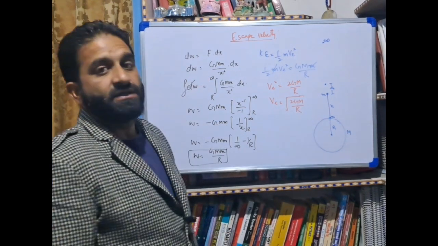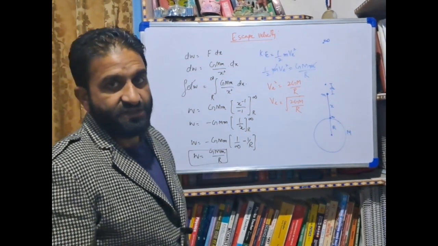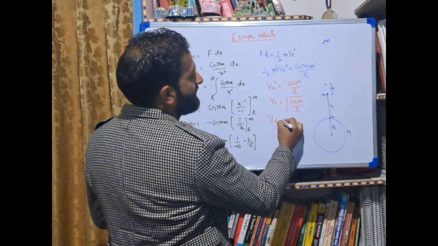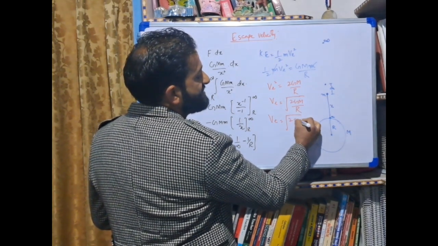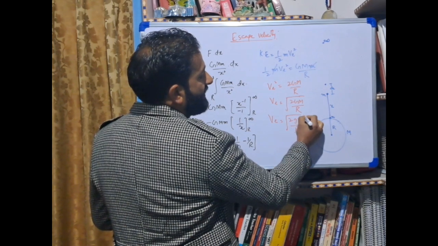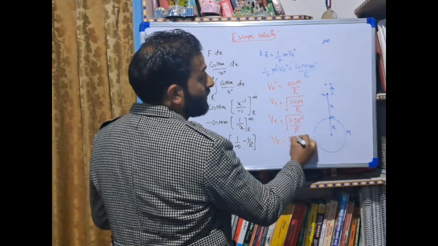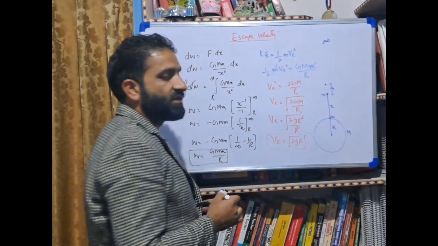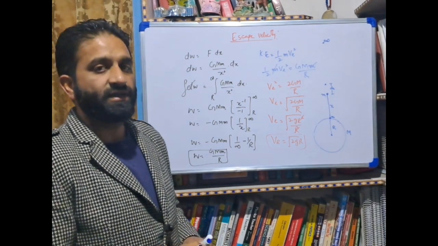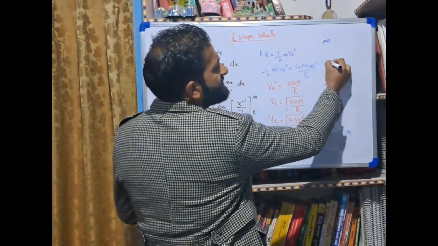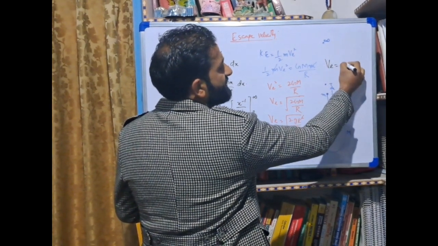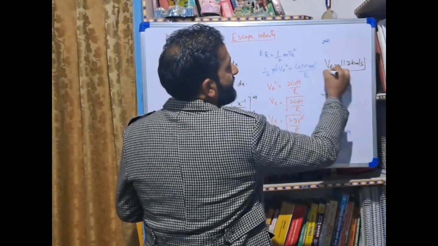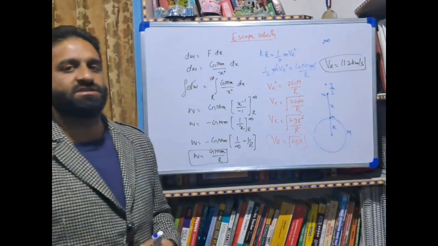We know that GM is equal to gR square, where g is the acceleration due to gravity and R is the radius of earth. So ve comes out to be root of twice gR square divided by R, and R cancels. Escape velocity from the surface of earth is root of twice gR. Putting the values of 2, g and R, we get the escape velocity from the surface of earth as 11.2 kilometers per second.